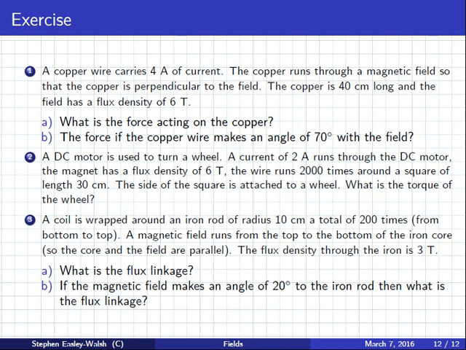What's the unit for torque? Newton meter.